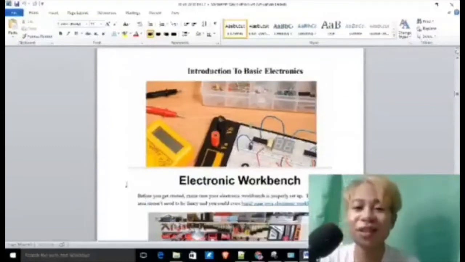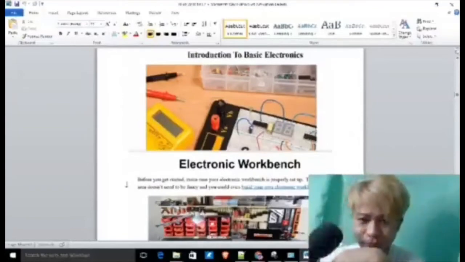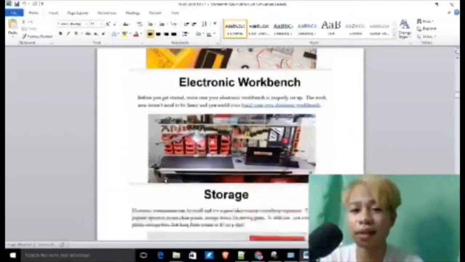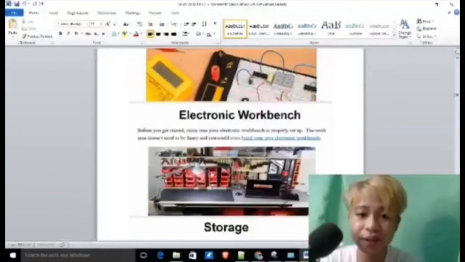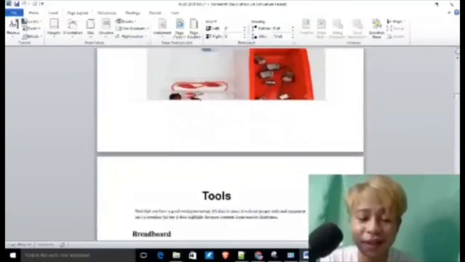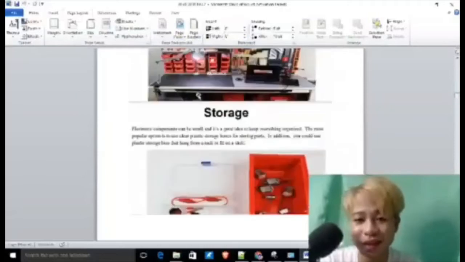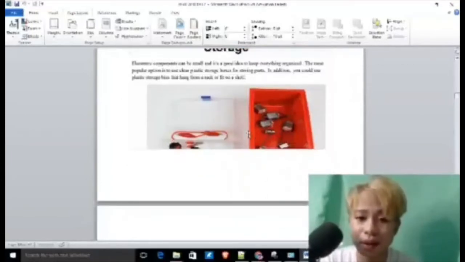So here in the introduction to basic electronics, as I see this, these are some of the electronics that are usually used during activities in computer electronics. It was pretty amazing to see these tools, like storage. I didn't know that there is a proper storage for your tools or materials for activities.